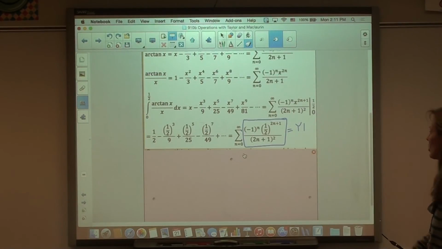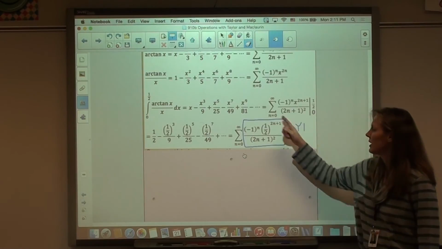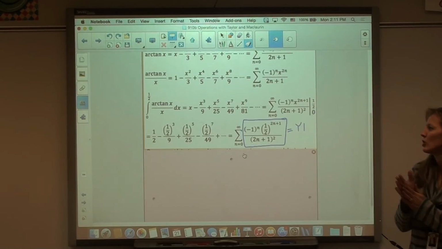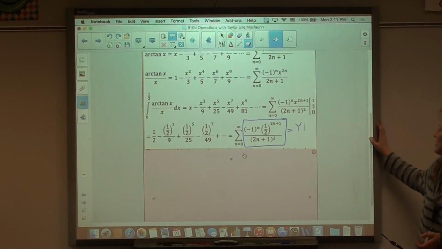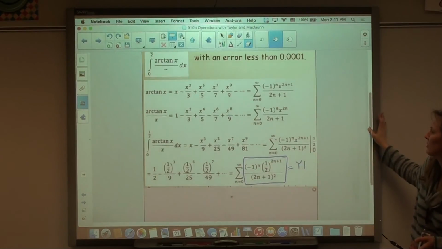Do you guys want to take a second and try this one? Take a second, put this in y1, see if you can figure out which term falls below. It's 0.0001, 3 zeros and a 1.